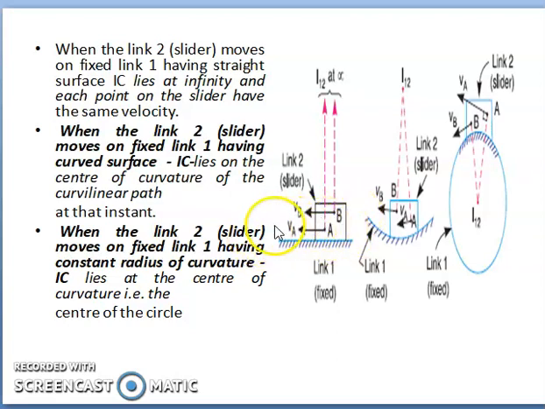In the case of a slider, if it is moving on a straight surface, the velocity is parallel to the surface and the perpendiculars to the velocity vectors will never meet. So the instantaneous center is at infinity. If it is moving in a curved path, then the center of the curved path is the instantaneous center. If it is sliding over a curved surface or over a circle, then again the center of the circle will be the instantaneous center.